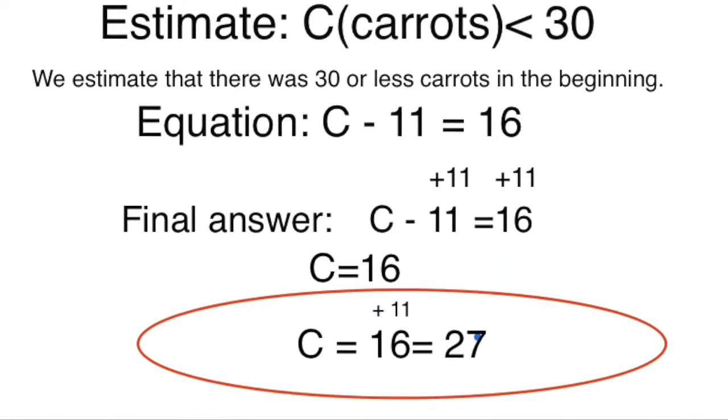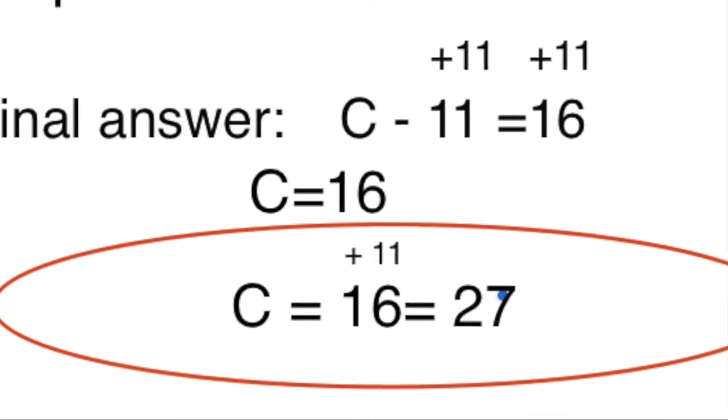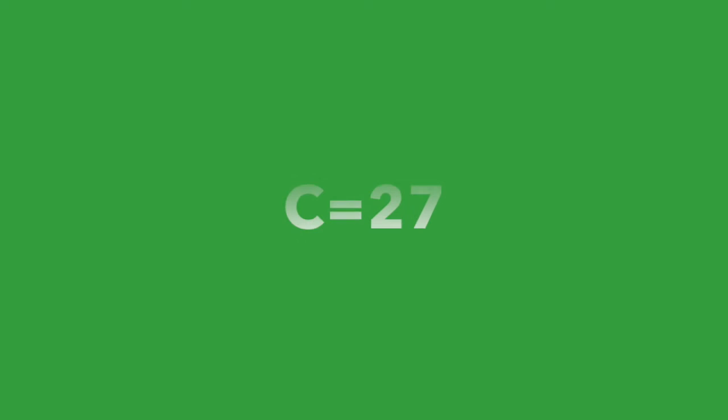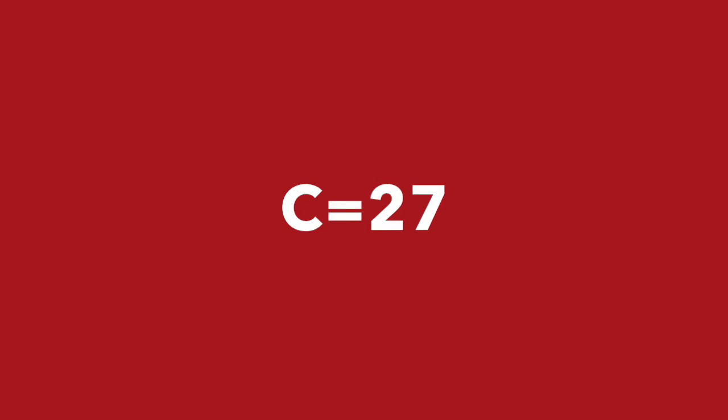But since we added 11 on the left side, we must do it on the other side. So 16 plus 11 equals 27. Now our equation looks like this. C equals 27. This means that the total amount of carrots that he had in the beginning was 27. We know we have found the final answer because we have gotten C by itself.